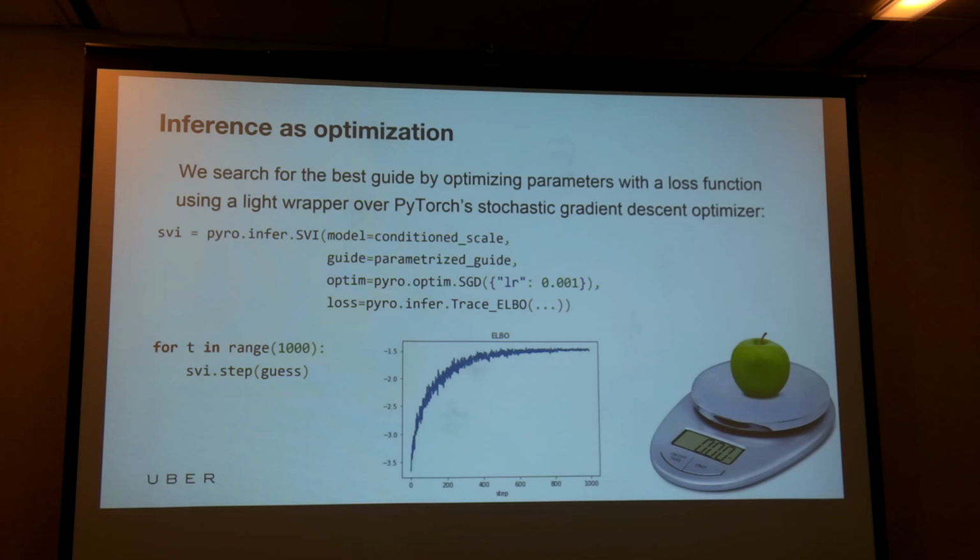And then all we have to do to optimize the parameters with respect to this loss function is call svi.step. So this object has a step method. You pass in some data, you repeatedly call step, and it takes a single gradient descent step on the parameters. You can see here that this loss function is a function that we want to maximize. So here I plotted it going up.